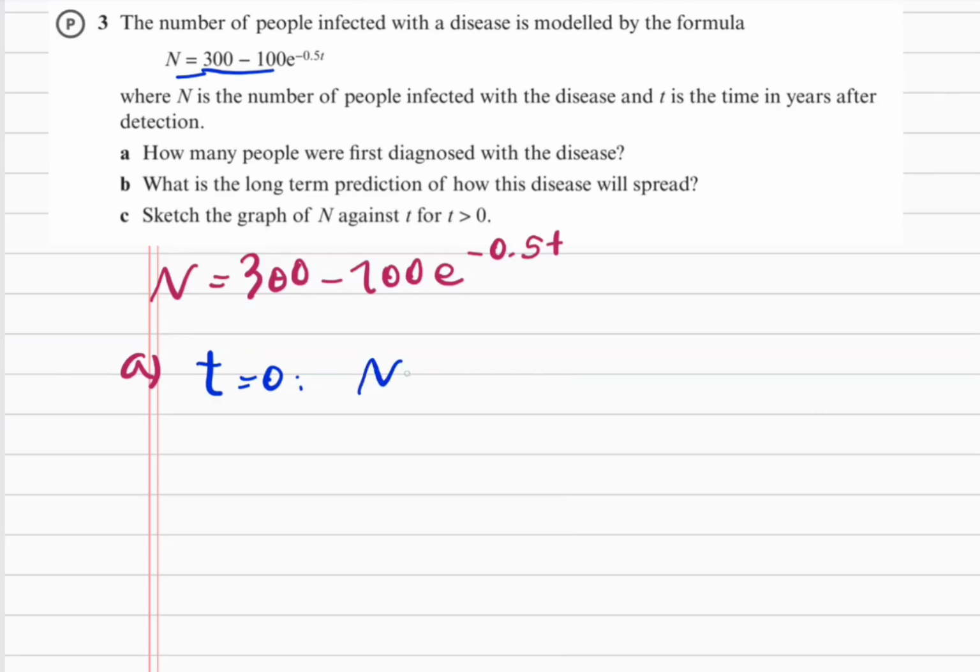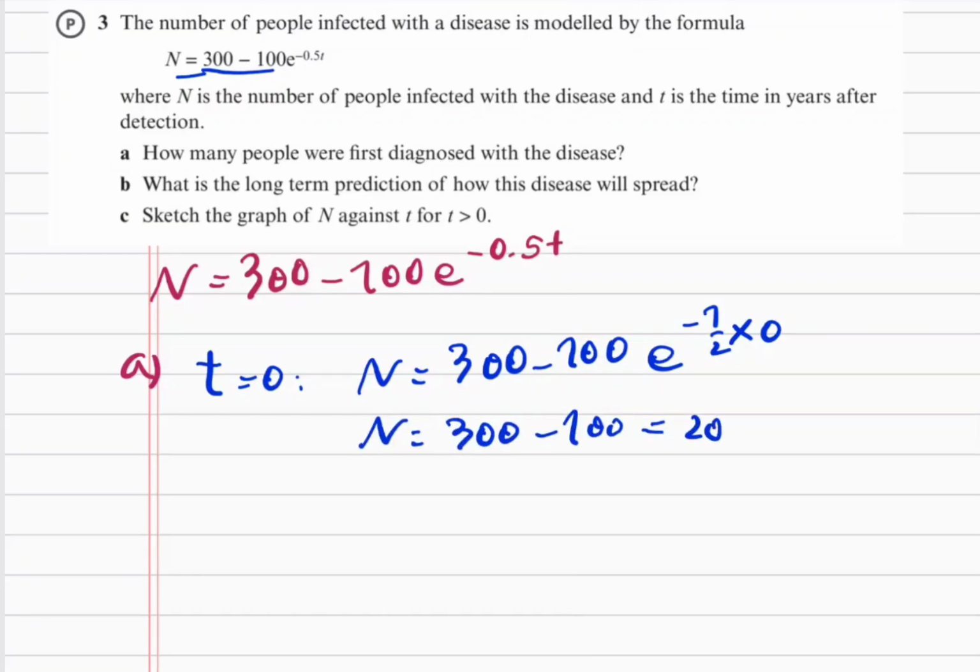So we have n is equal to 300 minus 100 e to the power of minus a half times 0, which is just 0. So e to the power of 0 is 1. We'll have 300 minus 100, and that's 200. So this means that the initial population is just 200.